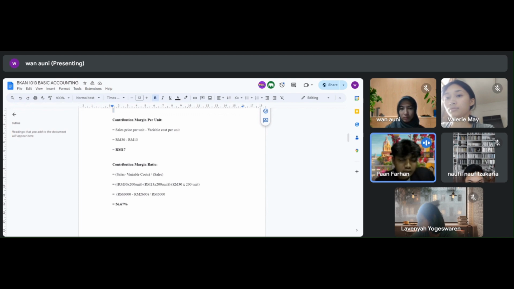So the sales are RM6,000. The variable cost is 2,600, and we divide by sales RM6,000. So the contribution margin ratio is 56.67% or 57%.